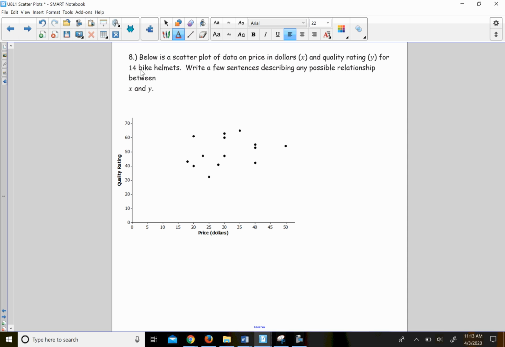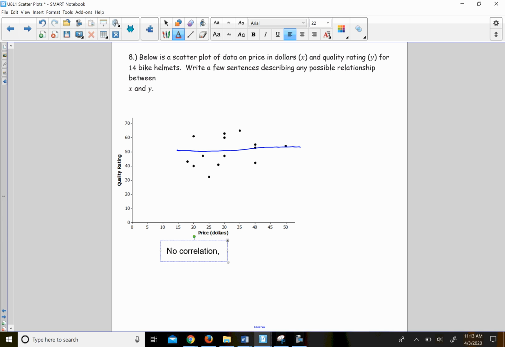All right, number 8. Below is a scatter plot of data on price in dollars, X, and the quality rating, Y, for 14 bike helmets. Write a few sentences describing any possible relationship between X and Y. Just reading that without looking at the graph, I would think that if I paid more money, I'd have a better quality bike helmet. But when I go back and look at this graph, if I try to draw that line of best fit, I don't really see a positive relationship. I think this would be my best line of best fit, with some points scattered above it and some scattered below it. So for this one, I'm going to say there is no correlation.